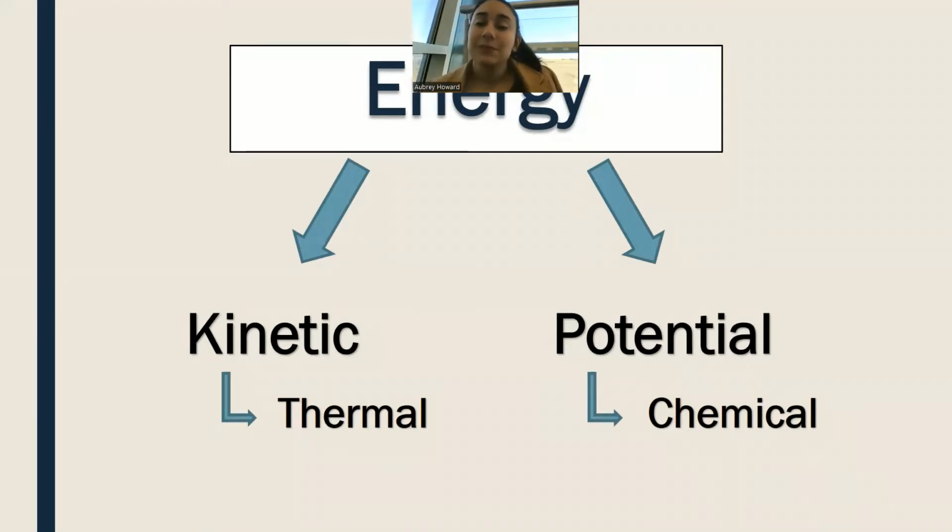The other type is potential energy. Now, the example for biology that you need to know is chemical energy. And chemical energy is that stored energy. So your potential energy has the potential stored in there. So thermal and chemical energy are the two energy types that you need to know for this class.